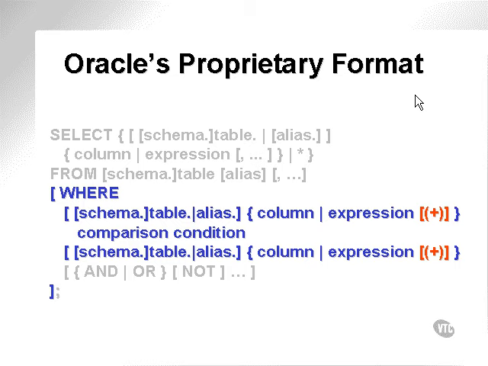Really all it is is a where clause with columns or expressions joined together by comparison conditions. In other words, column equals column, column greater than column, etc. The two little optional plus signs are for coding outer joins. We'll look at outer joins later on.